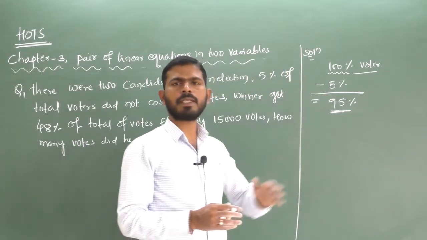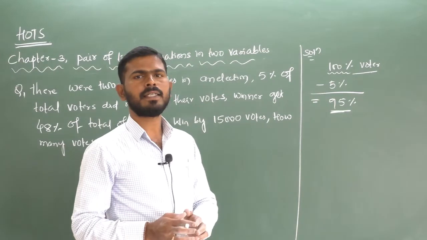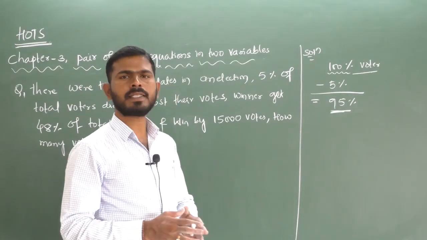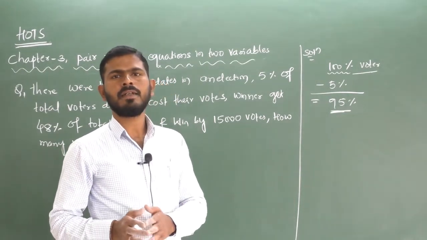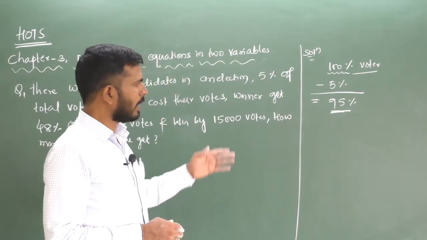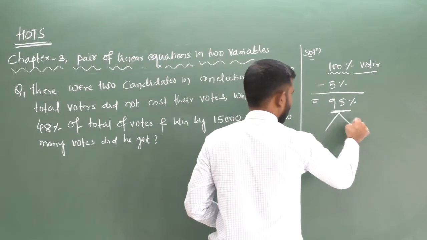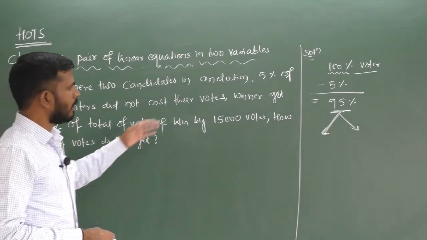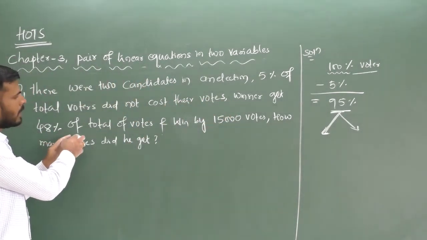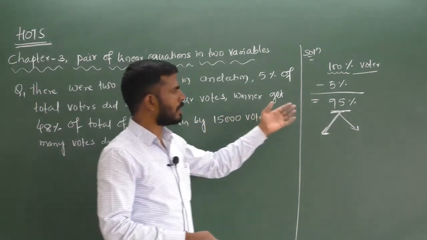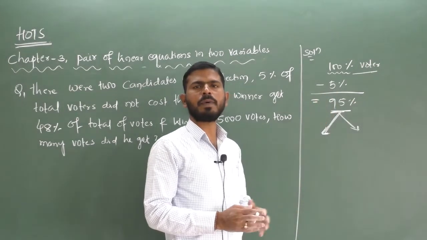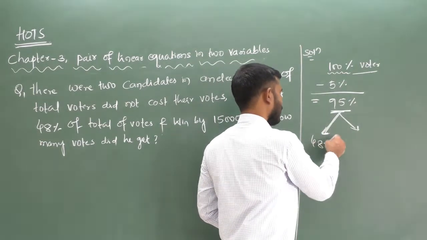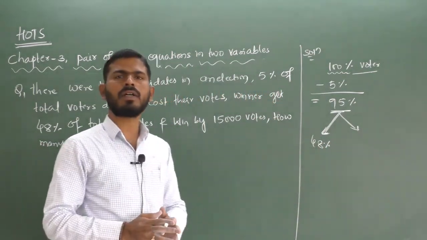Initially we consider 100% of voters. 5% of people did not cast their votes, so the remaining is 95% of people who voted for candidates A and B. Out of this 95%, the winner got 48% of the total votes. The winning candidate got 48%.